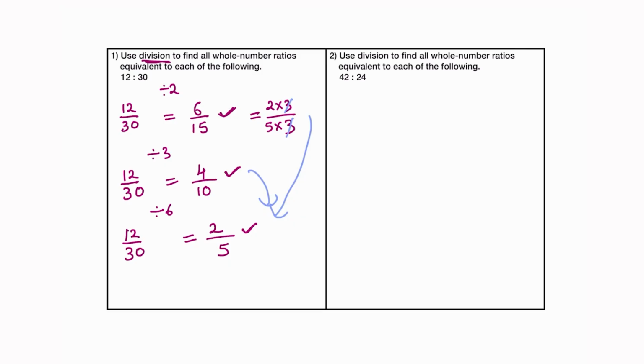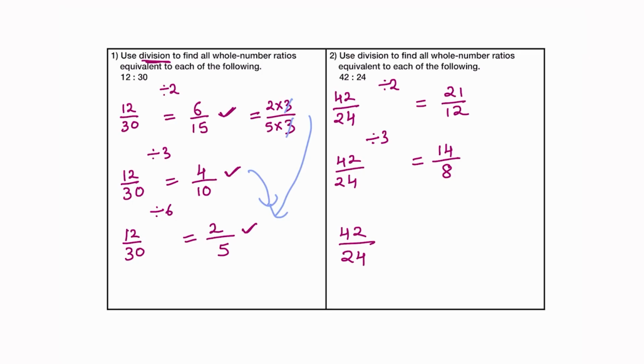Next, 42 and 24. Let's divide by 2 because both are even numbers. So that becomes 21 over 12. And 42 and 24 also have a common factor 3. So we say 42 and 24 divided by 3. 42 divided by 3 is 14 and 24 divided by 3 is 8. Again, 42 over 24, and that common factor is again 6 here. So 42 divided by 6 is 7 and 24 divided by 6 is 4.